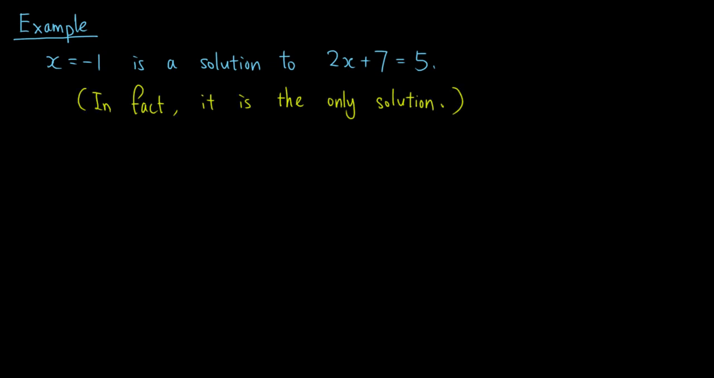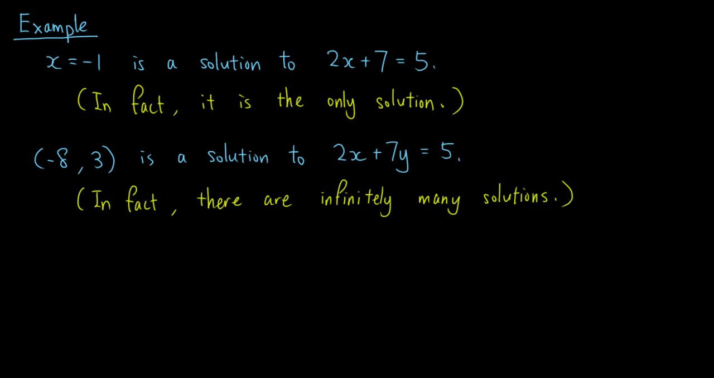Let's first look at a couple of easy examples. Suppose we have a linear equation 2x plus 7 equals 5. We know that x equals -1 is a solution to the equation, and it is in fact the only solution. Secondly, if we have the equation 2x plus 7y equals 5, then (-8, 3), which means that x equals -8 and y equals 3, is a solution to the equation, where we note that there are in fact infinitely many solutions to this equation.